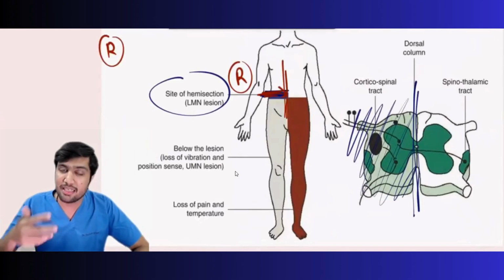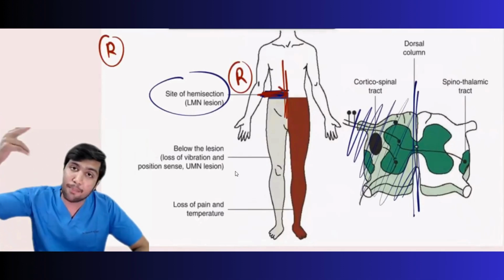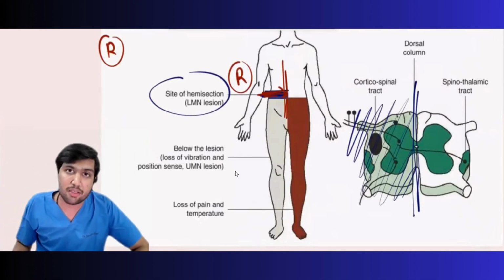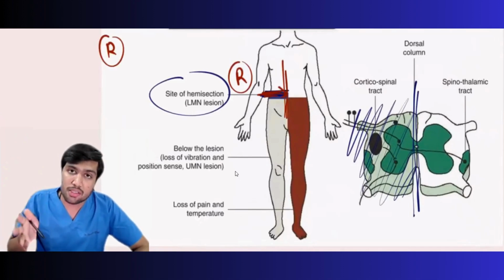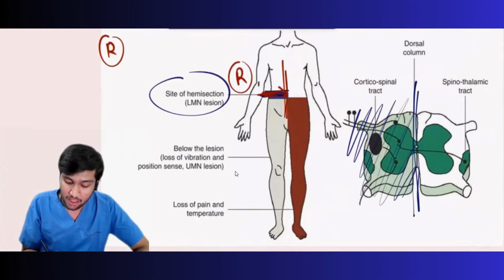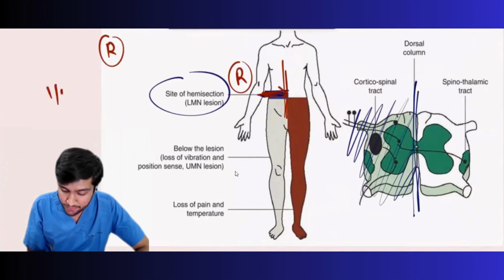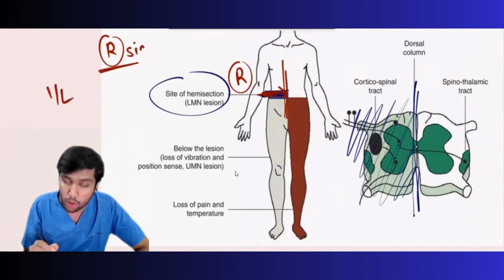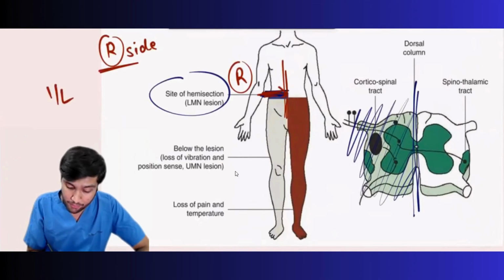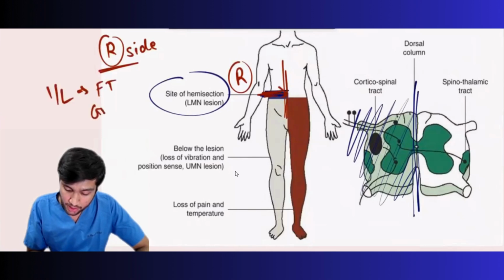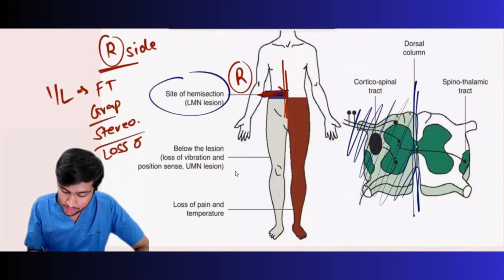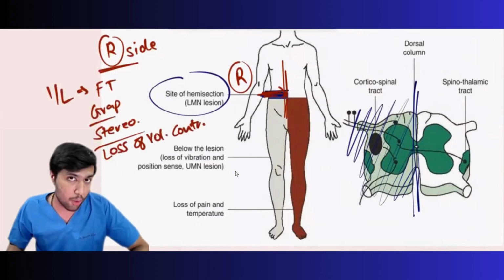But we already discussed that two of the tracts were already decussated up in the medulla. They were the corticospinal tract and the dorsal column. So now whatever loss of functions they show will be seen on the ipsilateral side. So if we have the injury on the right side of the spinal cord in Brown Sequard syndrome, we will have ipsilateral loss of sensations like fine touch, graphesthesia, stereognosis, and also loss of voluntary control of muscles. They all will be from the ipsilateral side of the body.